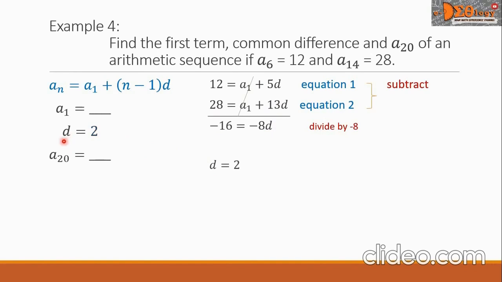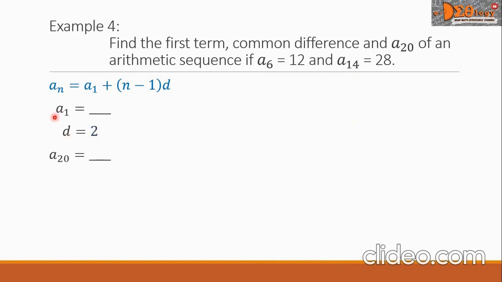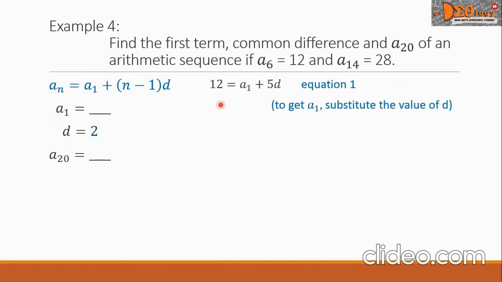Let us now solve for a sub 1. Let us use equation 1. We will substitute the value of d here. So we have now 12 equals a sub 1 plus 5 times 2.